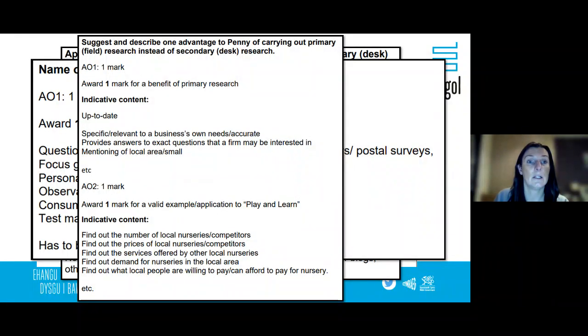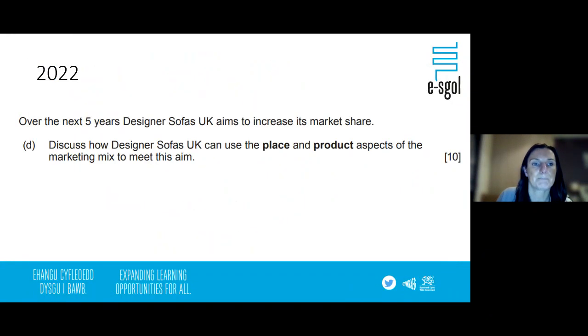And then an advantage to Penny of carrying out primary research, you've got the fact that it's up to date, it's specific and relevant to the business needs, it provides answers to exact questions, and you can kind of find out the number of local nurseries, etc. So you maybe need to add to that in order to get the 2 marks.